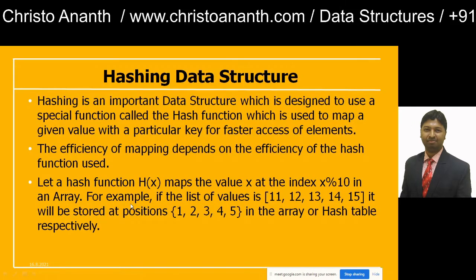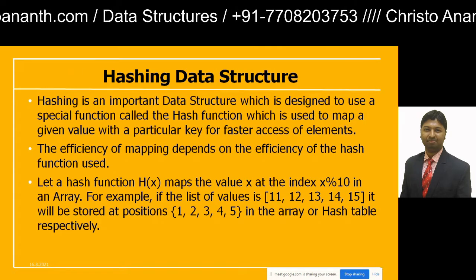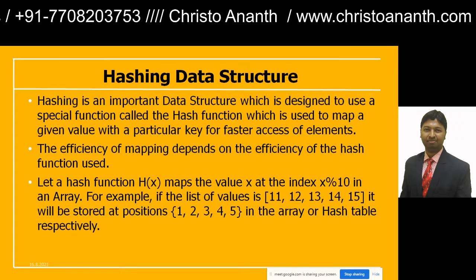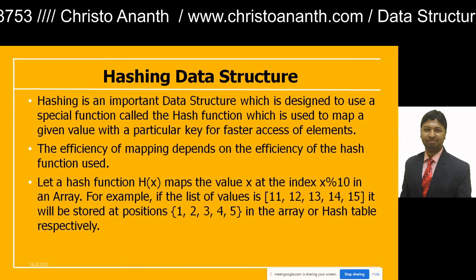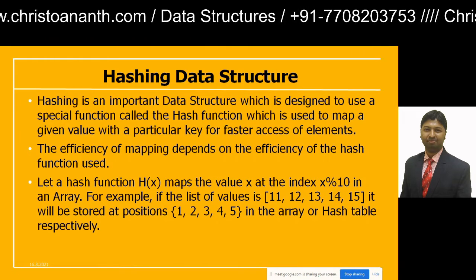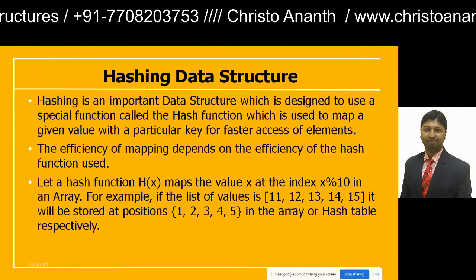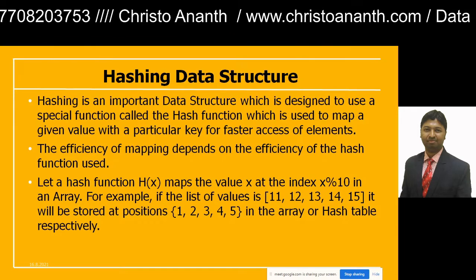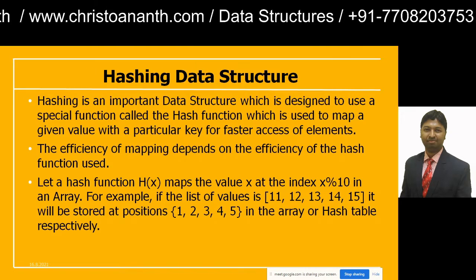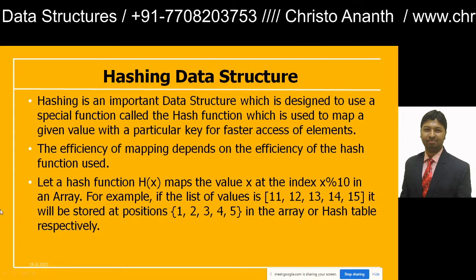And then we have the hashing data structure as well, which is a very important data structure. In hashing, we have a hash function. It is going to map a given value to a particular key for fast access. Here a hash function h of x maps the value x to the index x modulus 10 in an array. We have the list of values 11, 12, 13, 14, 15, which will be stored at positions 1, 2, 3, 4, 5 in the array, or in the hash table correspondingly. This is the hash data structure, where we store the values in their respective locations.